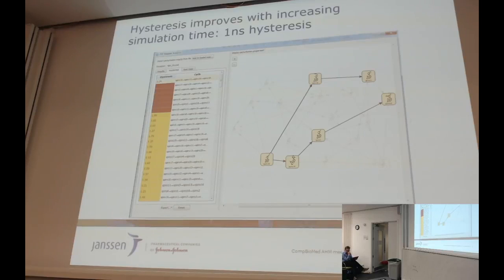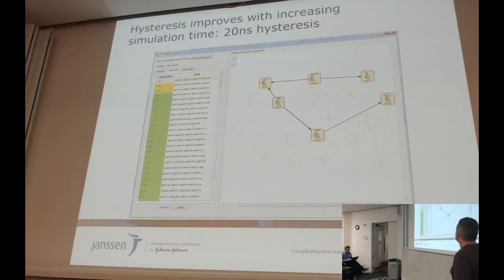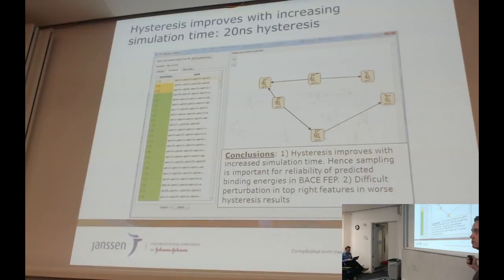We can look at the details of what's going on in a short lambda window simulations and perturbation. We've got a lot of issues with some of the cycles here, and the hysteresis is pretty poor. We can go to 5 nanoseconds, it starts to improve. We can go all the way up to 20 nanoseconds, and the hysteresis is suggesting that our results are more stable. So this is not telling you your results are necessarily going to correlate better with experiment, but it's saying there's better internal agreement in your results at least. And that's good for us to know when we're going to be working with prospective design.